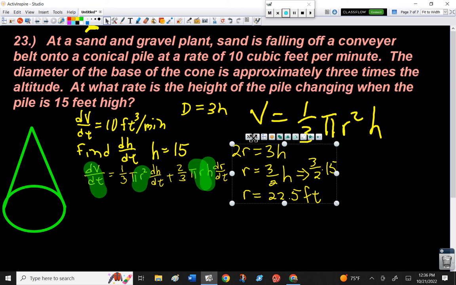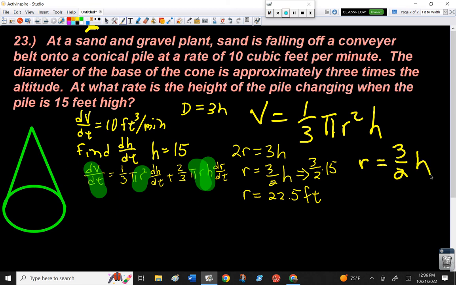They did tell us a lot of stuff, but they did say one thing, that the radius is 3/2 of the h, or the height. So dr/dt is really 3/2 of dH/dt. They tell us that r is 3/2 of h, so the rate of change of the radius is 3/2 the rate of change of the height. So how does that help us? I'm going to show you.